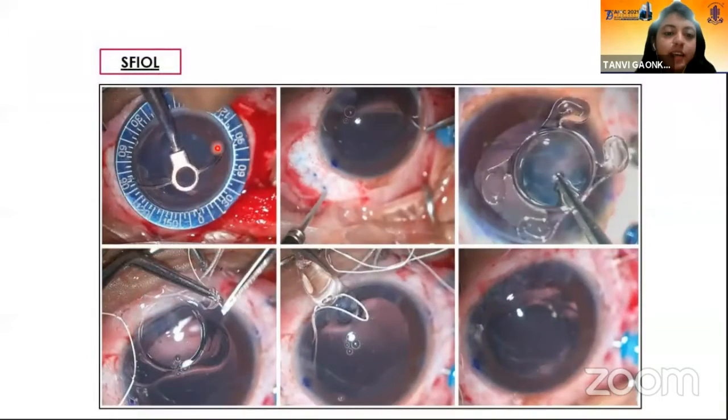In the SF-IOL technique, the horizontal meridian was marked, followed by the creation of the pars plana ports. So both the ports were created 5 mm apart, and the distance from the limbus was 3 mm. This was the SF-IOL that we used with 4 eyelets. So the Gortex suture was cut into 2 halves, and each half was threaded through the adjacent eyelets of the SF-IOL.